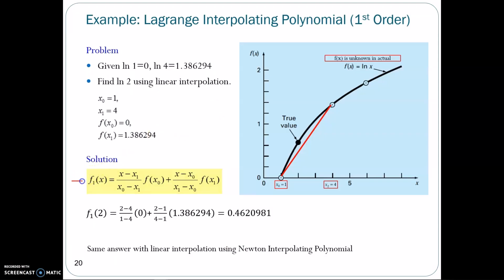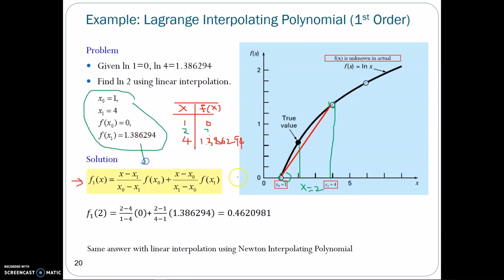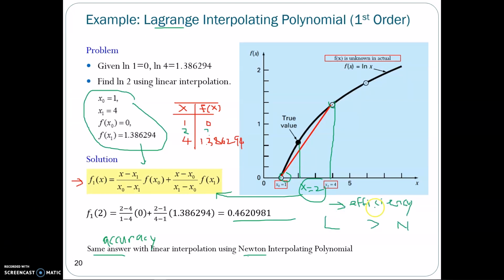In this example, we use the first order Lagrange interpolating polynomial to solve the previous problem. Two measure points are given here, and you are going to find out what the value is at x equal to 2. By substituting all the parameters inside this formula, you can obtain f1(2) to be this answer. It has the same answer as the linear interpolation using the Newton interpolating polynomial. Therefore, we can say that the Newton interpolation has the same accuracy as the Lagrange interpolation. However, in terms of efficiency, Lagrange interpolation is better compared to the Newton interpolation. This is because the Lagrange interpolation does not need to perform the finite divided difference.